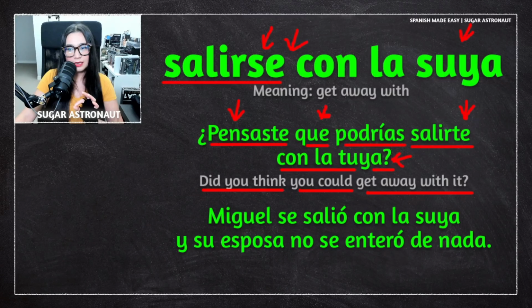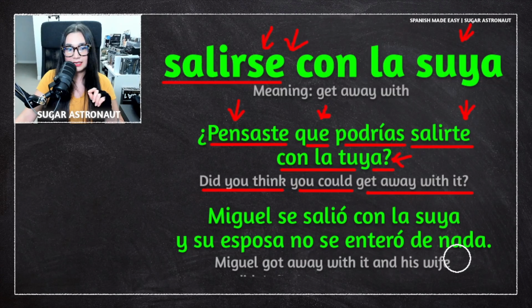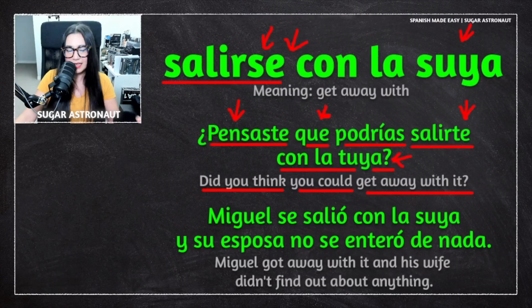So this sounds like some sort of gossip. Something happened, someone was hiding something, and the other person found out what happened. So let's see the meaning of this sentence. Miguel got away with it. Oh, it's the opposite. She didn't find out. I'm sorry, because Miguel got away with it, right? And his wife didn't find out about anything.